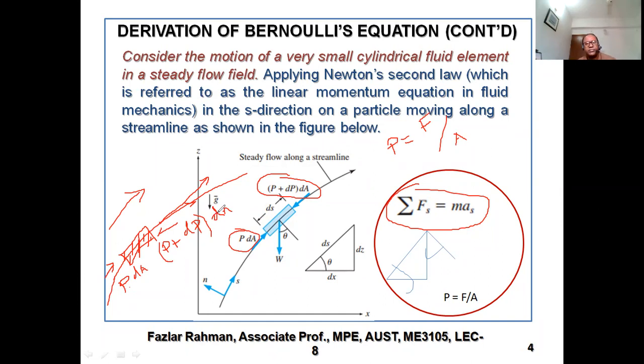Now, similarly, if you think of one more streamline, there is one more fluid element moving in the same direction. But we assume this is an ideal fluid, there is no viscosity of the fluid. So we will not consider that one.